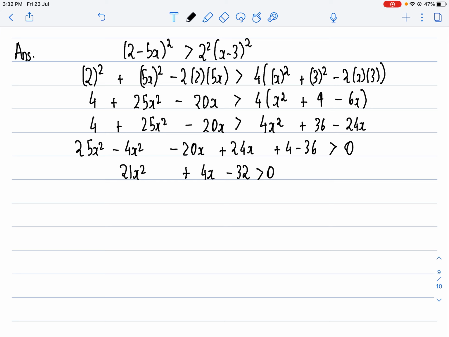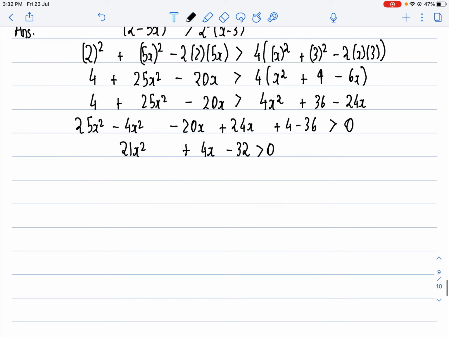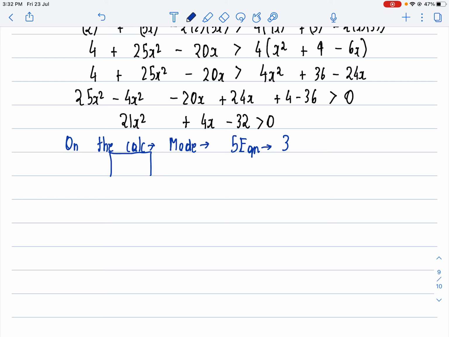Now what I can do is use my calculator for this. On the calc, I can click on mode. When I click on mode, I can click on 5 where equation is written. When I click on 5, I can click on 3. Correct? When I do that, I get 3 big coefficient boxes.